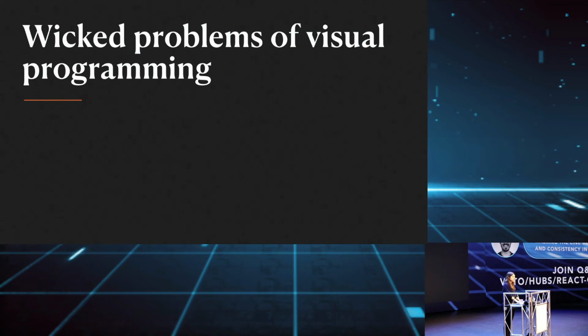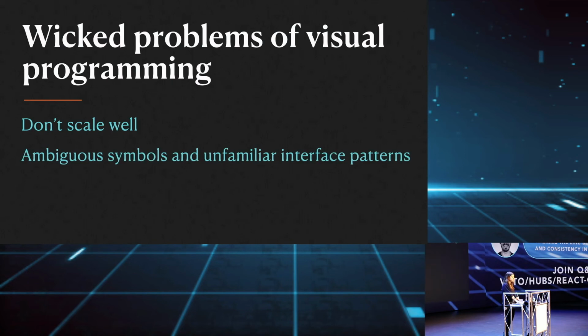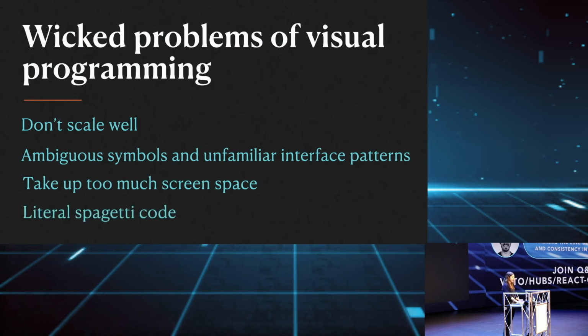We've discovered a bunch of wicked design problems in it that are really hard to solve. These systems don't scale well to large complex projects. They sometimes use ambiguous symbols and unfamiliar interface patterns. They try to turn everything into a box, which takes up way too much screen space. And they can lead to literal spaghetti code, like this Figma prototype gone awry. These issues have led to a lot of skepticism about the feasibility of visual programming.